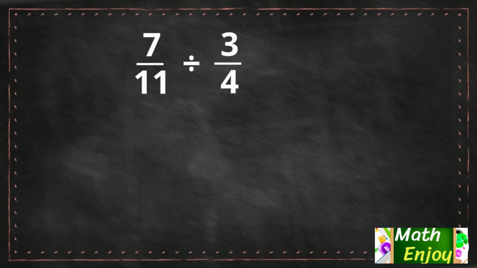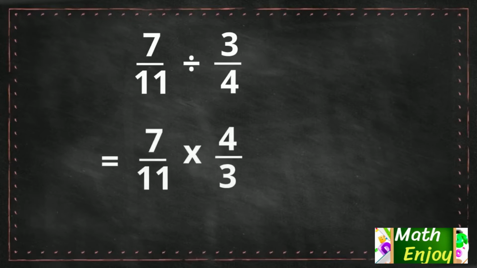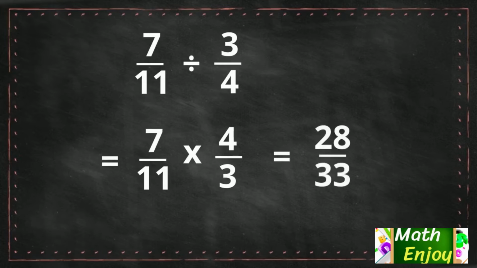Next one, 7 upon 11 divided by 3 upon 4. First convert this division into multiplication. 7 over 11 multiply 4 over 3. Reciprocal of 3 over 4 is 4 over 3. There are no common factors to both numerator and denominator. So we can multiply the numerators together. 7 times 4 is 28. 11 times 3 is 33. Answer is 28 over 33.